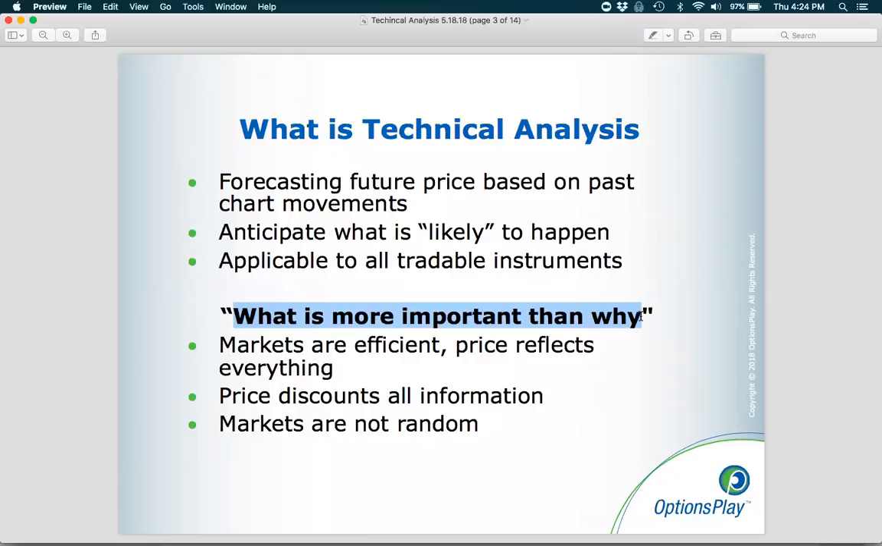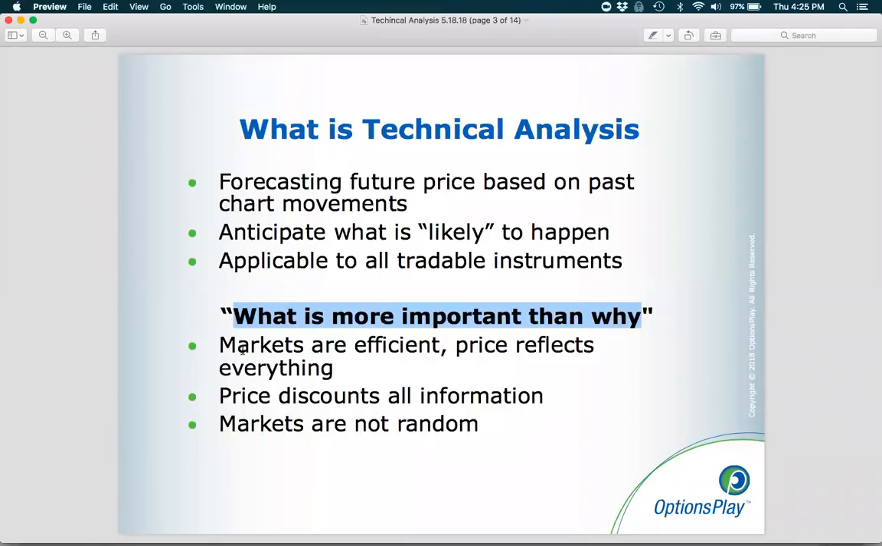So for example, the news announcement comes out and the stock jumps higher. That's really what we care about, is that jump higher. We want to look at that jump higher in relation to the history of the stock and decide where we think the stock's going to go in the future. So we don't really care as to why.